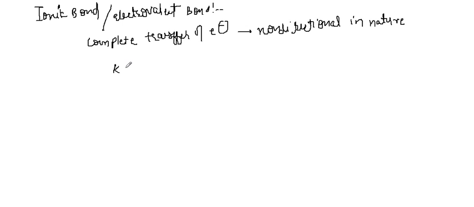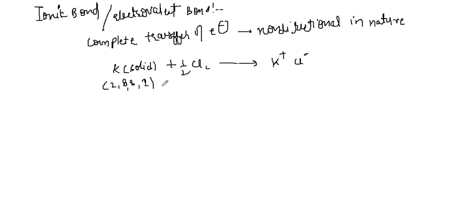Like if we talk about the example, potassium in solid state combined with 1/2 Cl2 forms K+ and Cl-. You know the electronic configuration of potassium is 2, 8, 8, and in the fourth shell it is 1. And chlorine is 2, 8, 7. So here potassium becomes 2, 8, 8, and chlorine also becomes 2, 8, 8. It is similar by chance, but the main purpose is complete transfer of electron to make their octet complete. So that is how the bond is there.